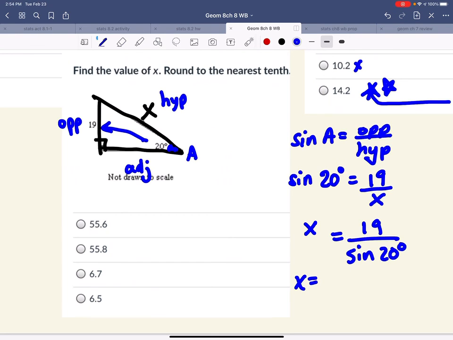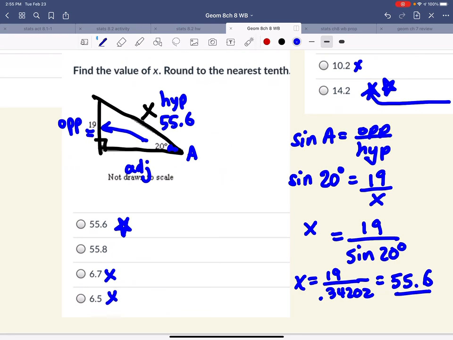But what is the sine of 20? So 20 degrees, and I hit the sine button, I get 0.34202. Okay, so if I do 19 divided by 0.34202, I get 55.6. Ooh, nice. Notice I'm looking for a number bigger than 19, and I got it. Those would not have made sense.